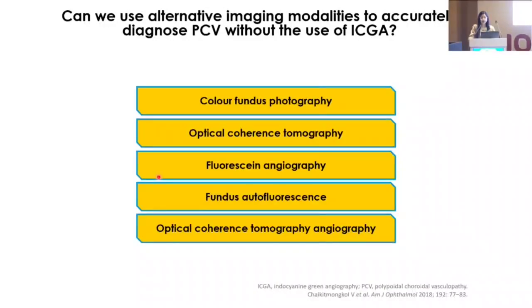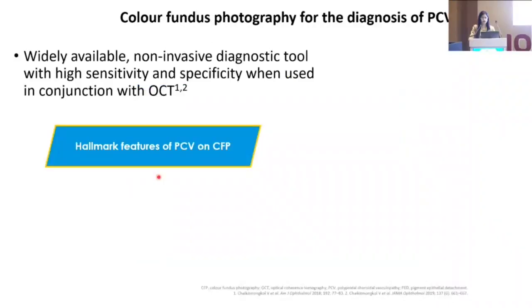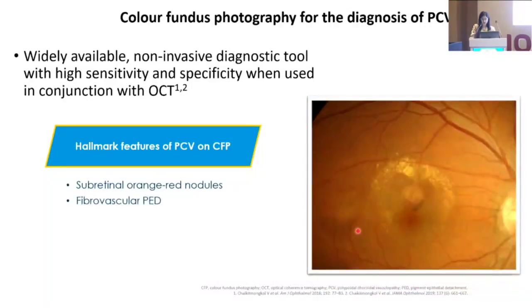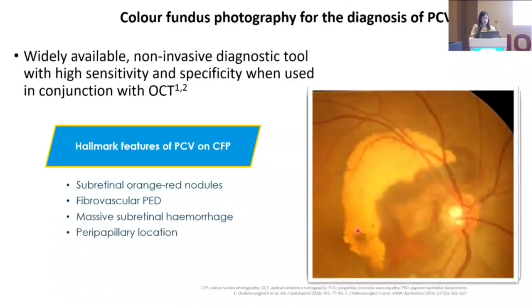So now the question arises, can we use alternative imaging modalities to accurately diagnose PCV without the use of ICGA? Color fundus photography and OCT are available in most clinics. Color fundus photography is a non-invasive and widely available tool. CV et al. showed that it has high sensitivity and high specificity to diagnose PCV when used in conjunction with OCT. Hallmark features on color fundus photography include subretinal orange-red nodules, massive subretinal hemorrhage, peripapillary location, and no large drusen.